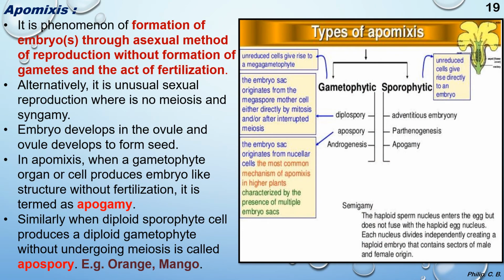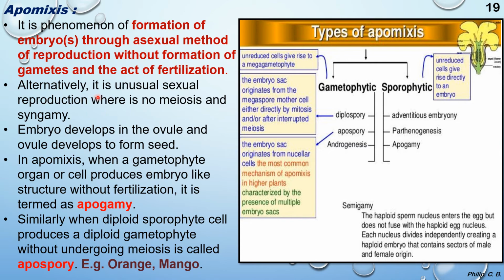Now, coming to the next part, that is apomixis. Apomixis is a phenomenon of formation of embryo through an asexual method of reproduction without formation of gametes and the act of fertilization. So, up till now in the previous three parts of the video and the present topic, we are learning about reproduction. Now we are learning apomixis, where the formation of embryo takes place by an asexual method, without undergoing fertilization or any fusion of gametes or formation of gametes.